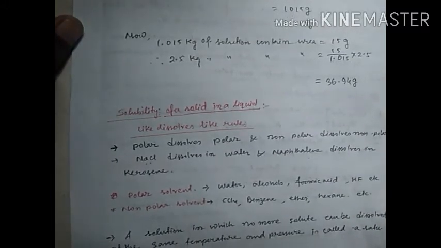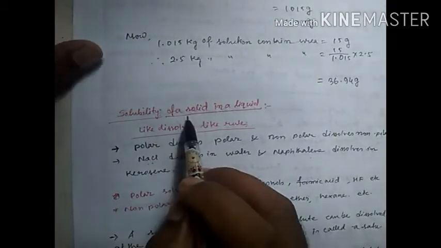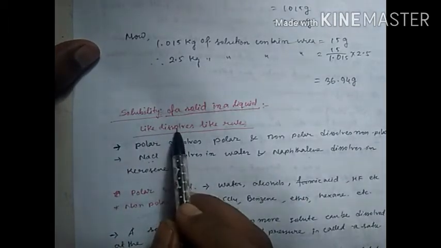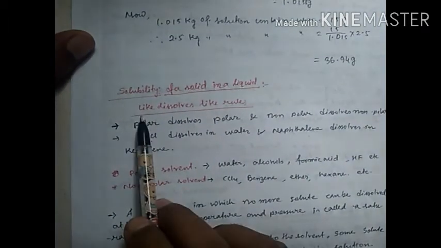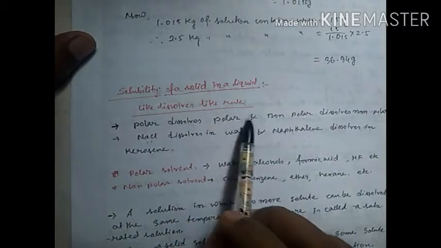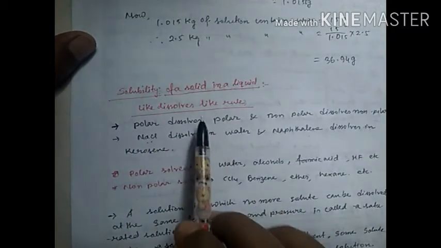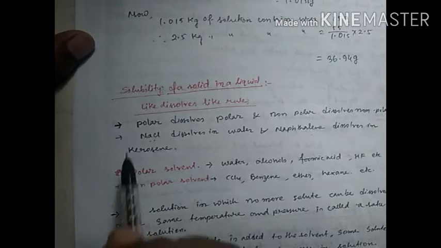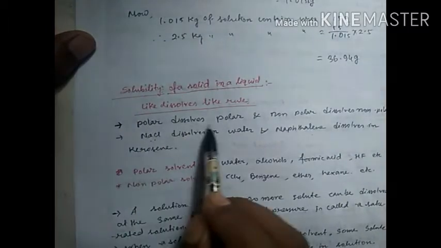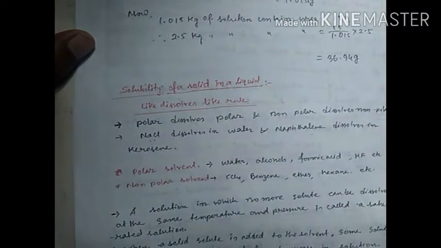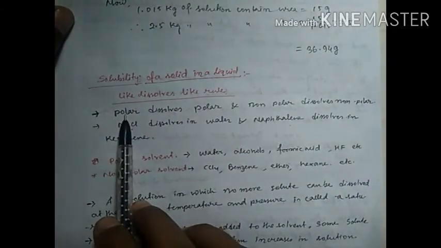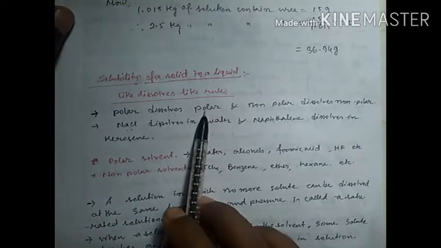Every year, a 1 or 2 marks question, maximum short question, comes from these topics. There is one rule, the "like dissolves like" rule. Like here signifies the same nature of molecule, dissolve means same nature of solvent. The first topic is polar dissolves in polar and non-polar dissolves in non-polar molecule. As I said, same type or same characterized molecule dissolve in same character solvent.